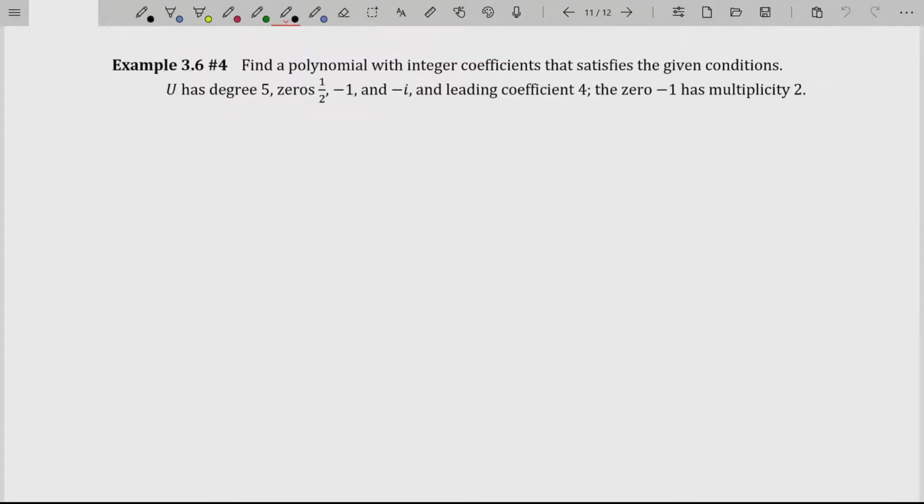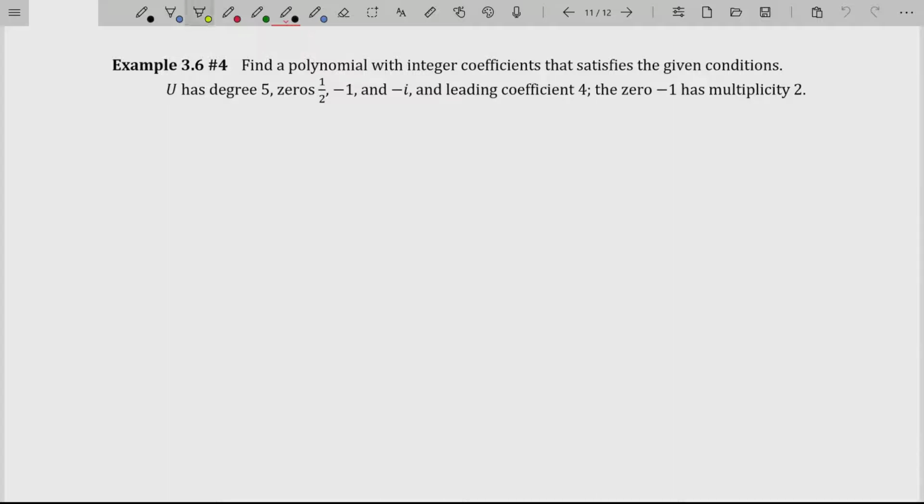Now, this is kind of a wrap up of all the different things you could possibly see when you're working in a section that's dealing with the fundamental theorem of algebra. Very common that somebody just starts handing you information about a polynomial and asking you to build that polynomial. So find a polynomial with integer coefficients that satisfies the given conditions.